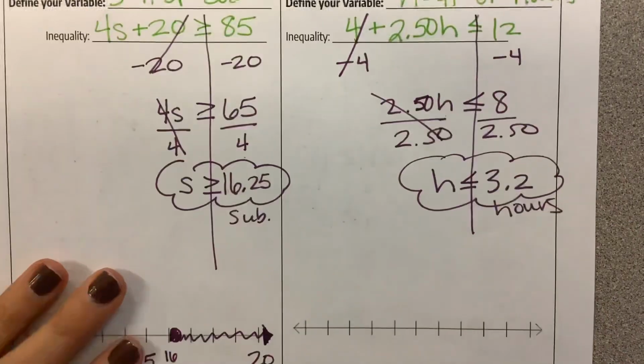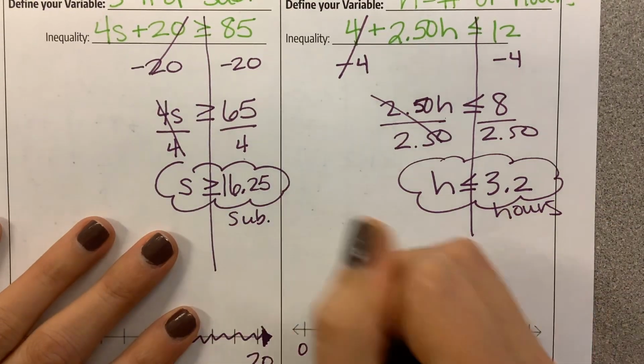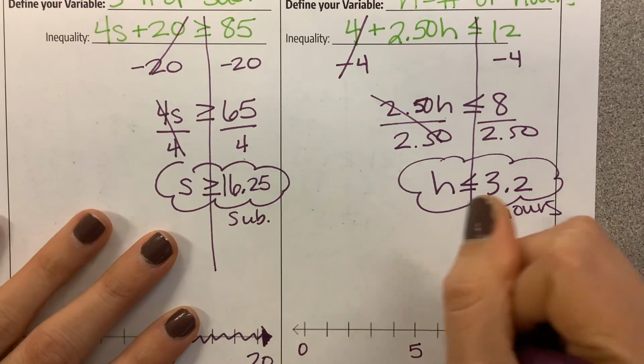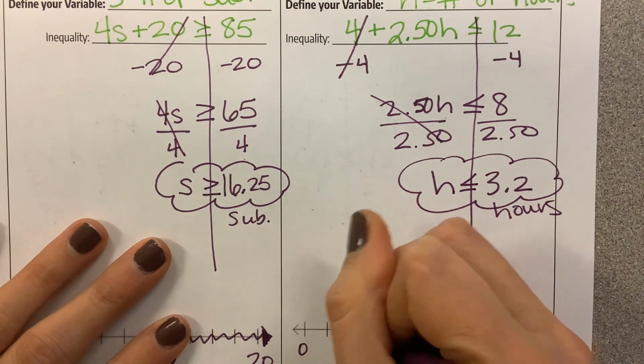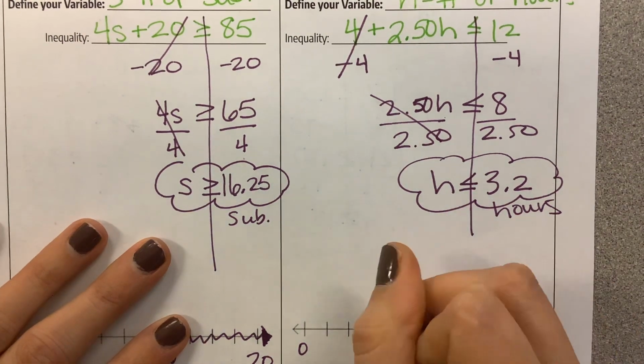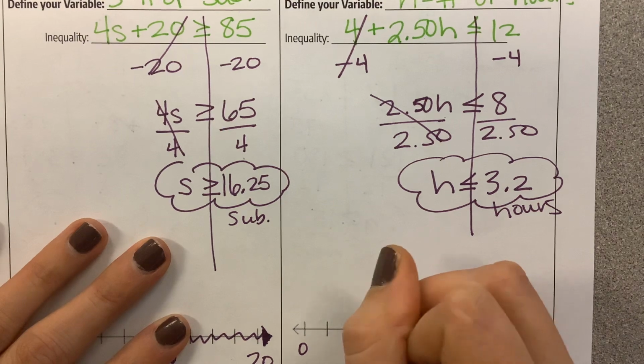Again, I can graph this. We've got 0, 1, 2, 3, 4, 5, 6, 7, 8, 9, 10. So 3 is 1, 2, 3 right here. And so 3.2 is going to be somewhere around here.